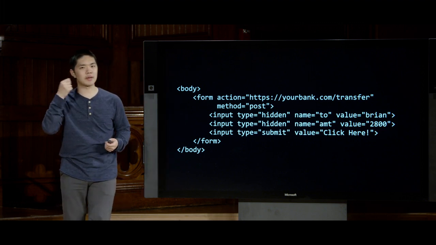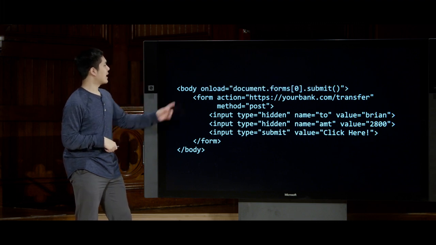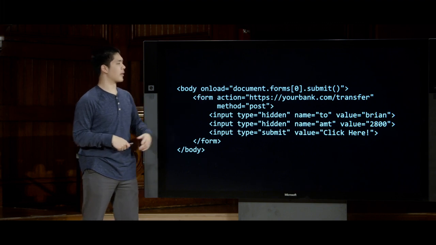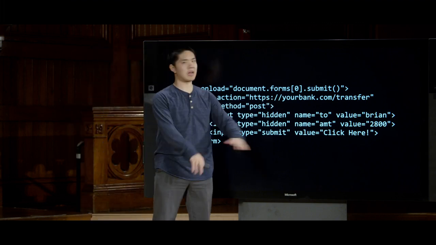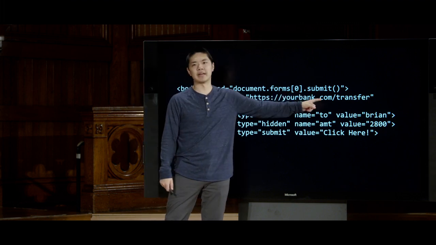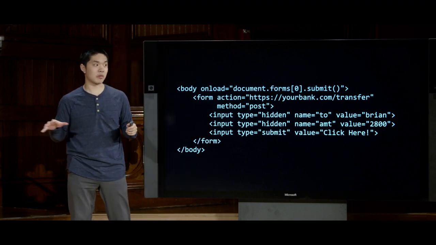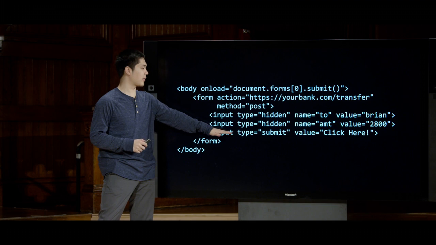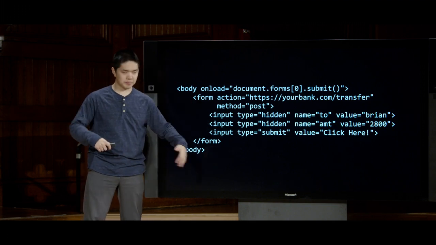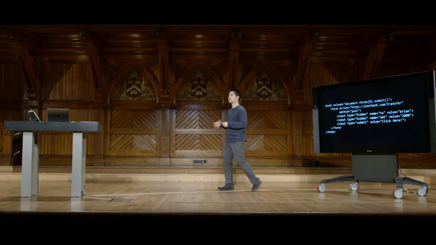We can just add a little bit of JavaScript. You might imagine that an adversary could do something like this. Add an onload attribute to the body that says when the body of the page is done loading, go to document.forms, meaning all of the forms for this web page, get the first one, and submit it. What that's going to do is, even without the user clicking on the click here button, as soon as this page is loaded, this form is going to be submitting a POST request to the bank and attempting to transfer funds from one user to another user.